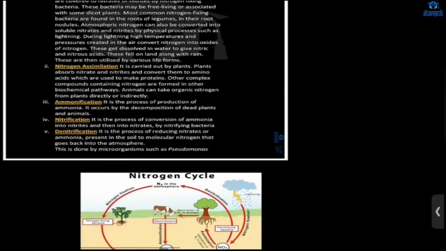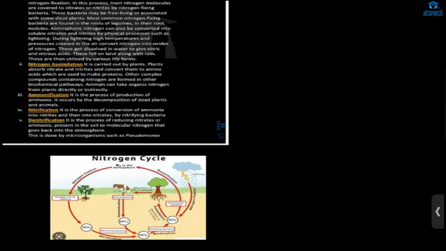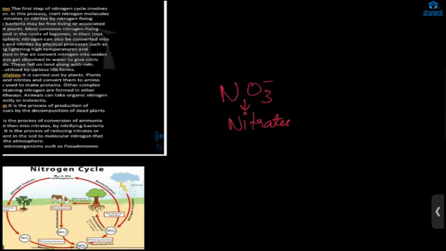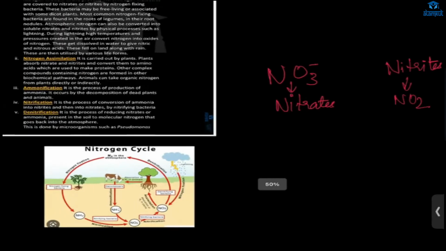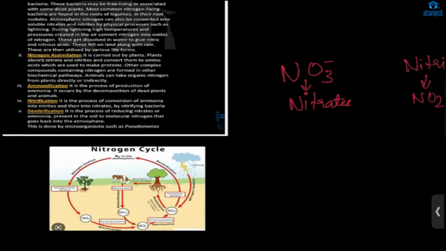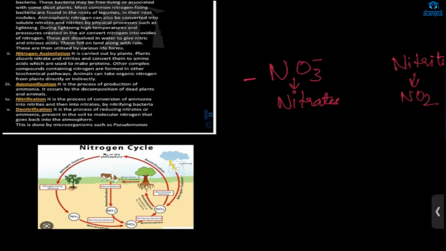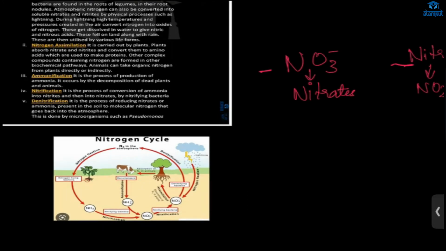Next, the nitrogen cycle. Here the first step is nitrogen fixation. In nitrogen fixation, the atmospheric nitrogen will get converted into nitrates and nitrites. This is done by nitrogen fixing bacteria. After that, there is nitrogen assimilation, and this is carried out by the plants. They absorb the nitrates and nitrites, which are used for making protein.